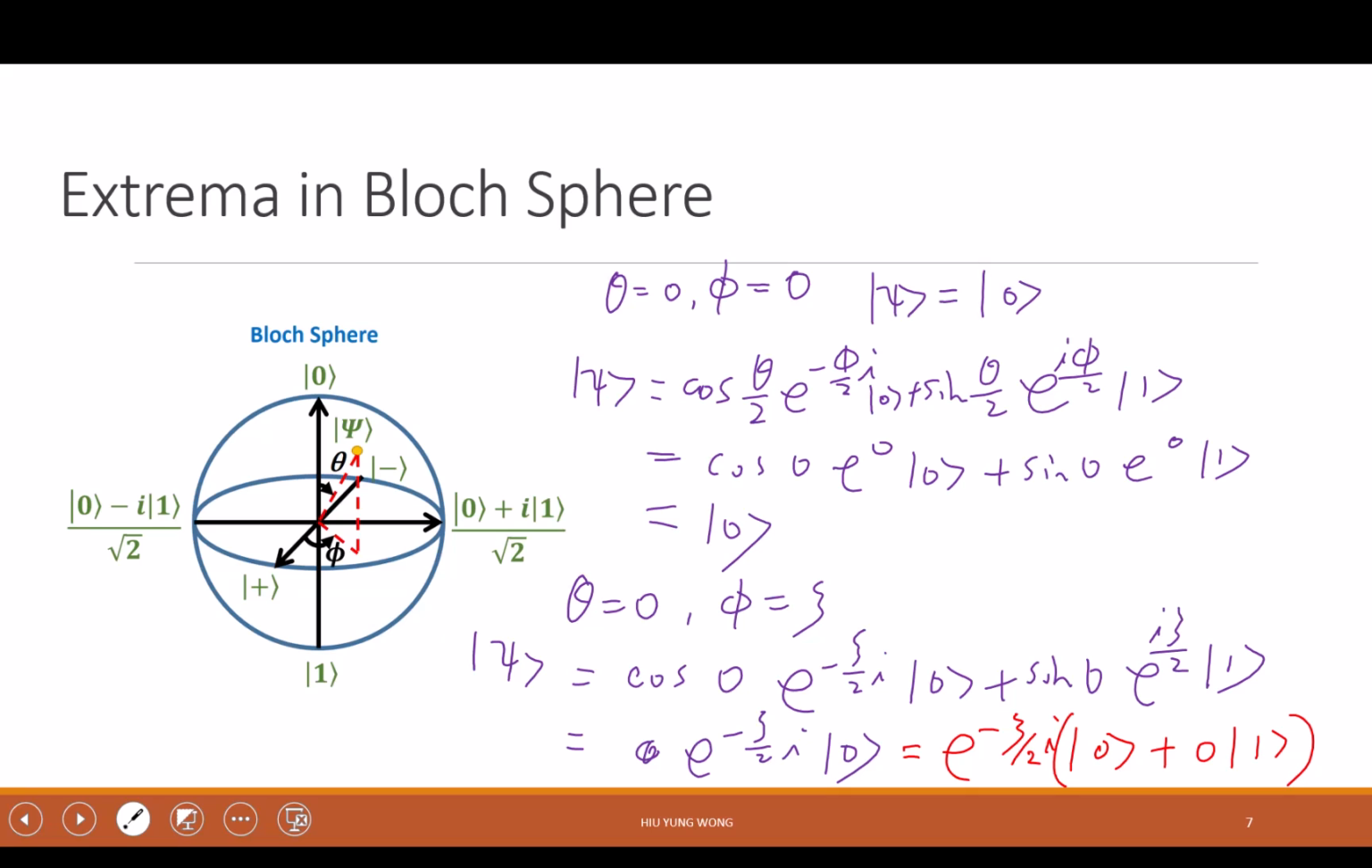Well, no, the Bloch sphere is just used to map the points to some state, and for those states mapped to the same point, their only difference is by a global phase. But there's no relationship between the phase at different points of the Bloch sphere. For example, this point, it maps to 0. It also maps to anything e to the power something i times 0, because they all have the same state, except their difference is by a phase.